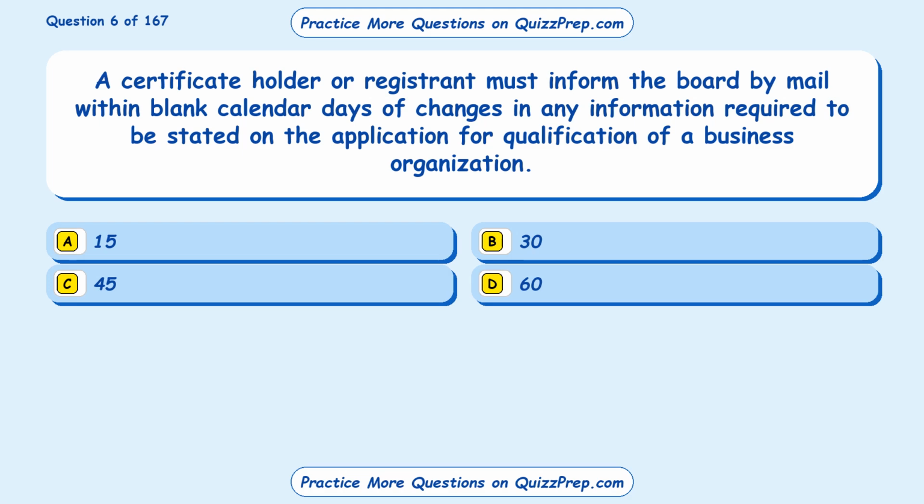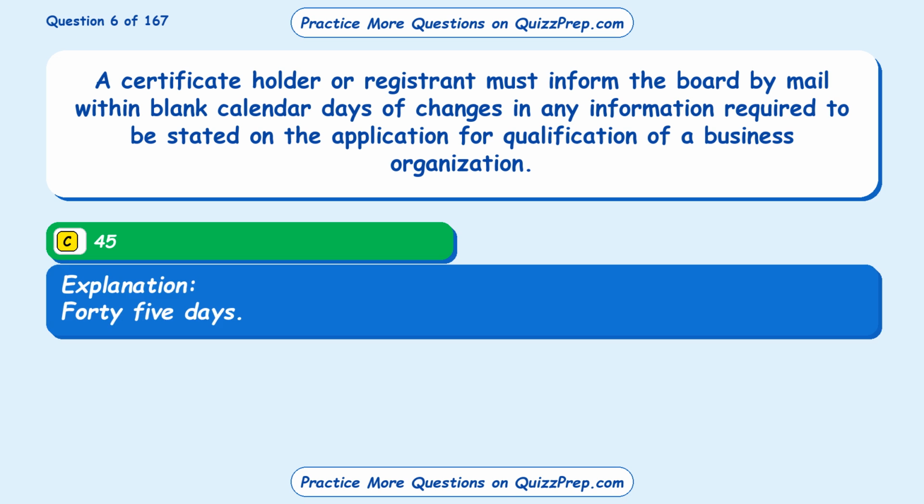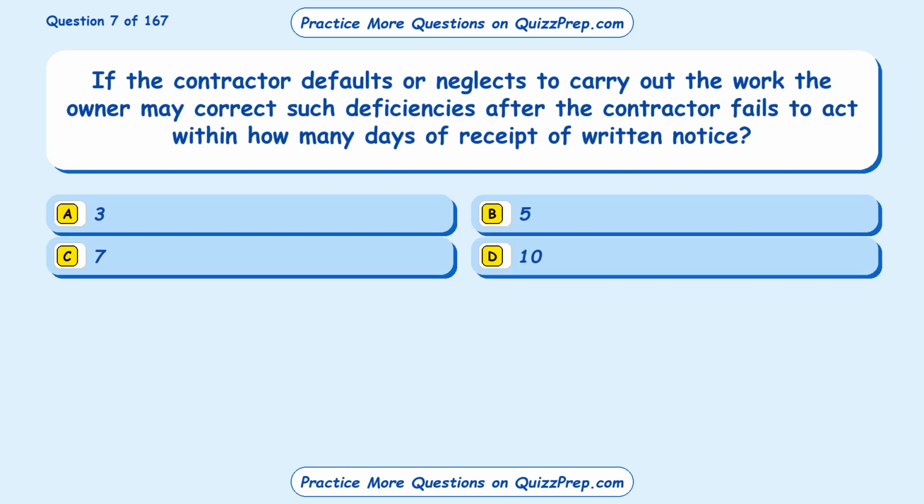Question 6. A certificate holder or registrant must inform the board by mail within blank calendar days of changes in any information required to be stated on the application for qualification of a business organization. Option A, 15. Option B, 30. Option C, 45. Option D, 60. The correct answer is option C, 45 days.